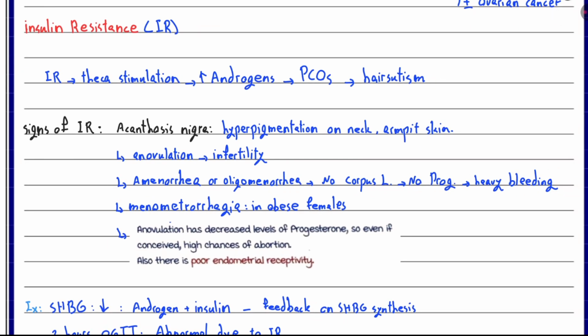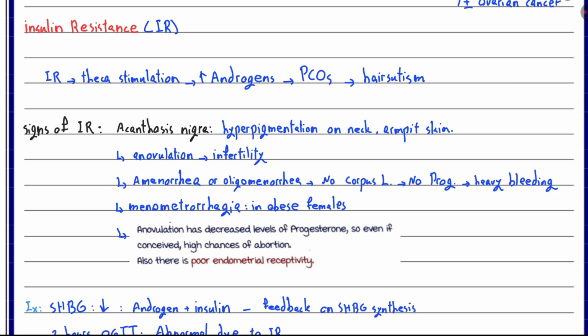So if you have a patient with dark pigmented skin in regions like neck or armpit, of course we have to do lab investigations to rule out this insulin resistance. For example, with oral glucose tolerance test, you have to measure the concentration of glucose in the blood to know if the patient has this condition, insulin resistance, or not.